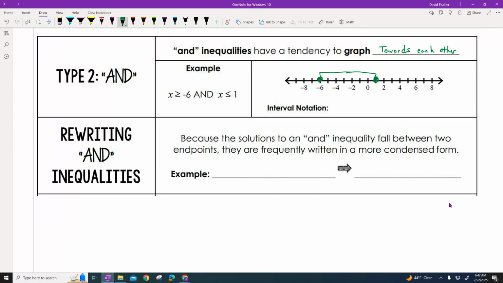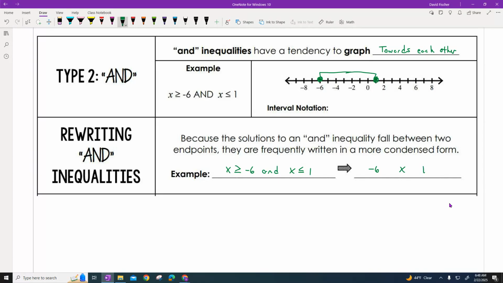Alright, because the solution to an and inequality falls between these two guys, what we want to do is, when we have this equation like this, let's just copy this guy, and we say and x is less than or equal to 1. Now this is very important. If you have the -6 is smallest, and the 1 is the largest, and I know it's an and statement, automatically I put an x in the middle. I put the smallest of the two numbers on the left, because it wants to be in standard form, and I put the largest guy on the right.